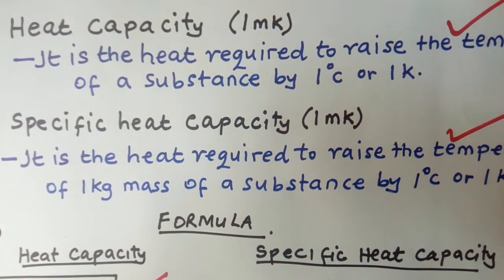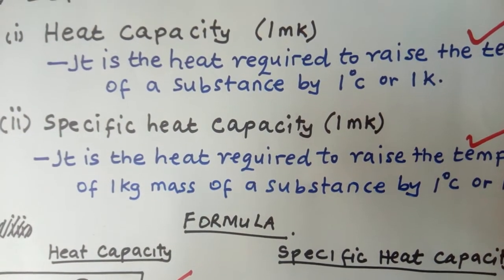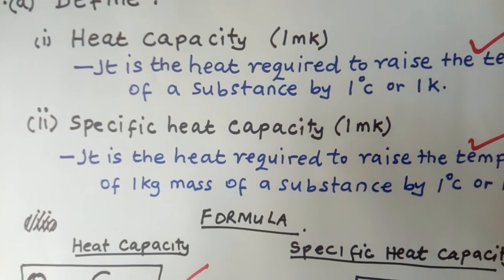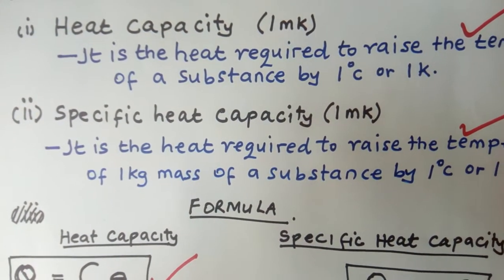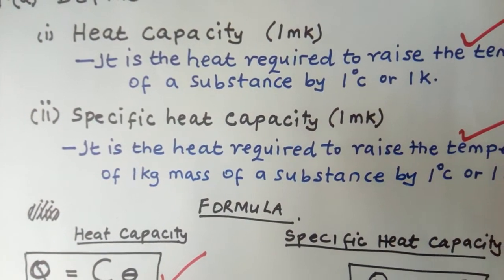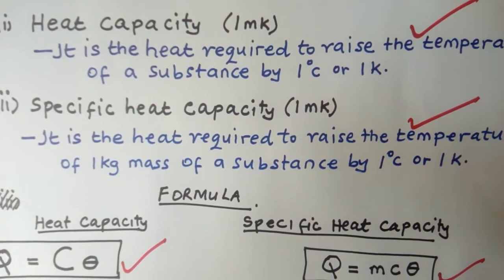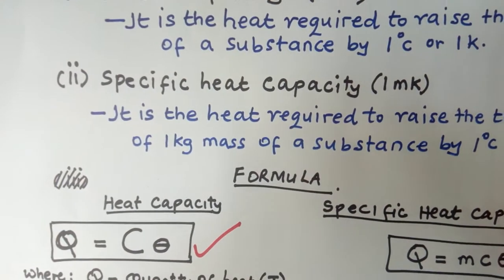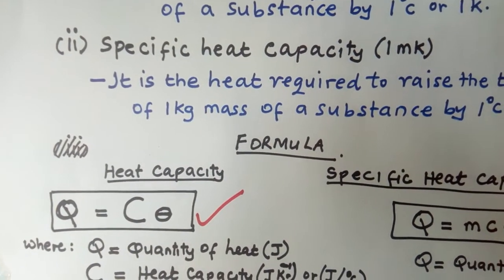Temperature also has other units like degrees Celsius or degrees centigrade. So when you heat an object and the temperature of that object increases by either 1 degree Celsius or 1 Kelvin, then the amount of heat you have used is called heat capacity. So heat capacity is the quantity of heat required to raise the temperature of a substance by 1 degree Celsius or 1 Kelvin. Now there is another word which is related to heat capacity, specific heat capacity.